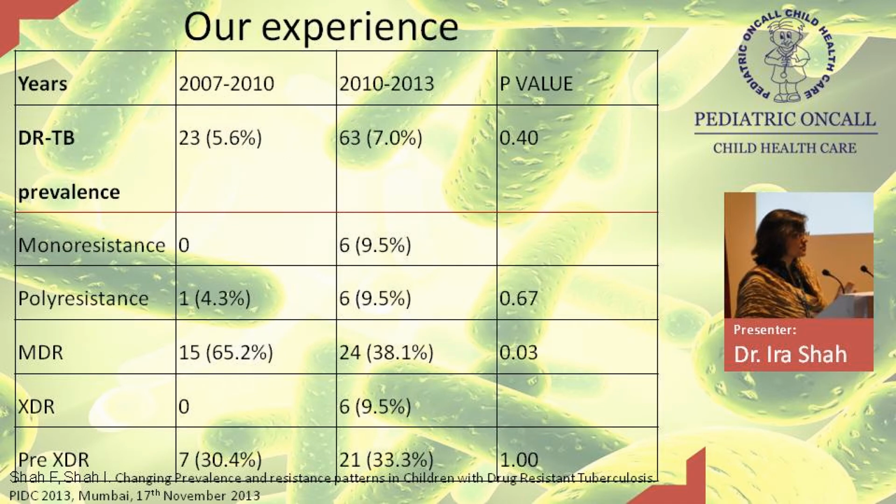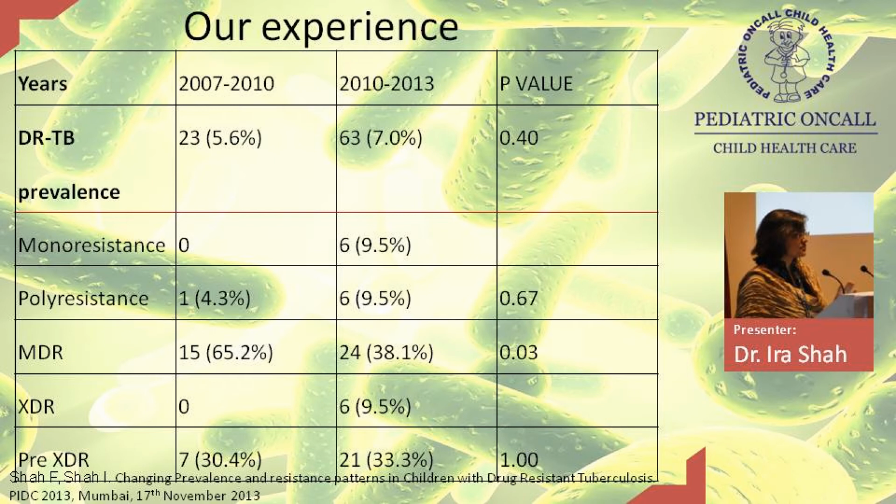I'll give you an example. This was our experience. We compared our data. We started the TB clinic in the year 2007. So we compared our data from 2007 to 2010, one group, and we took another 3 years, 2010 to 2013, the second group. We looked at drug-resistant TB prevalence in our patient population, and we found in the first 3 years we had 23 patients who were resistant.